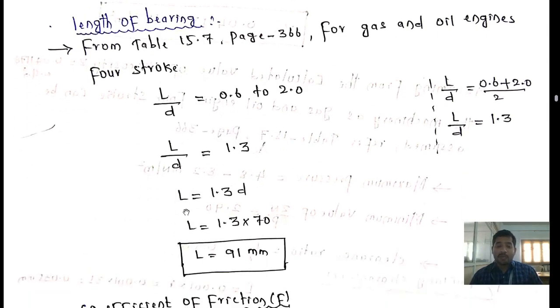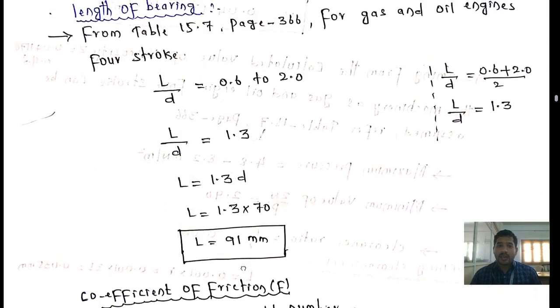After that, L is kept as it is; you just have to multiply 1.3 into D. The diameter is 70 mm. If you multiply 1.3 into 70, then you will get the answer 91 mm.